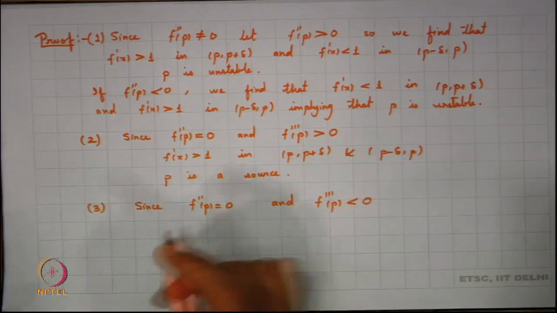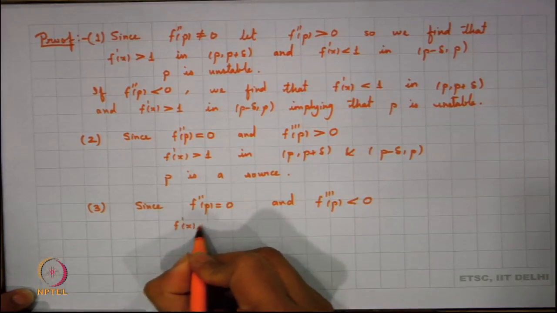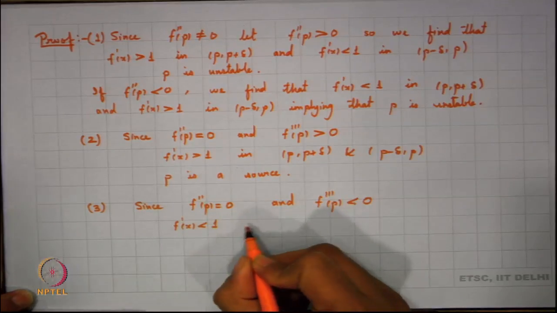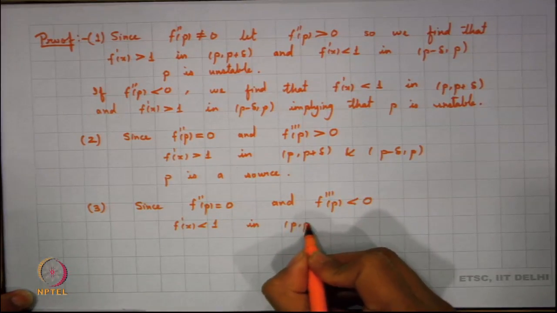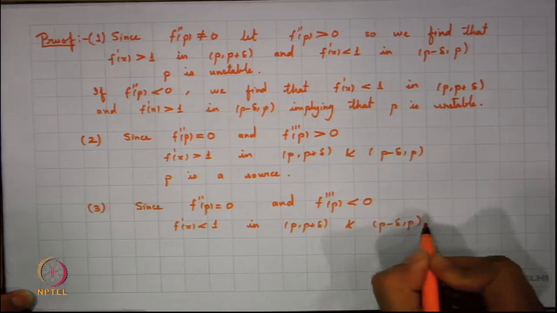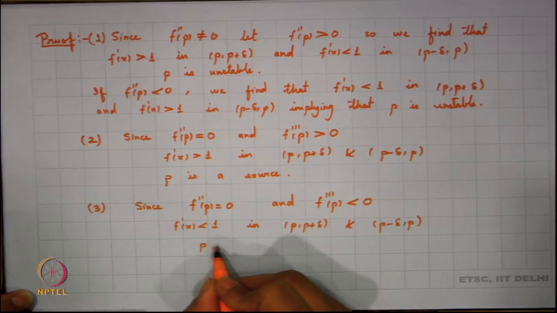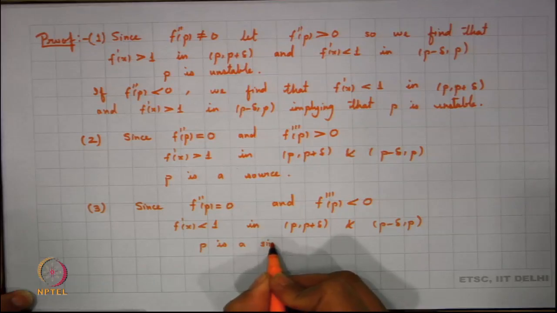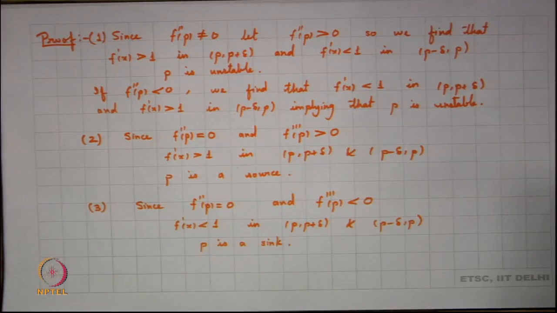In both cases that would mean that my f prime of x will be less than 1 in both these intervals. So, my p here is a sink. So, for a non-hyperbolic fixed point for which the value of the derivative is 1, we find that it is either unstable, or a source, or a sink.